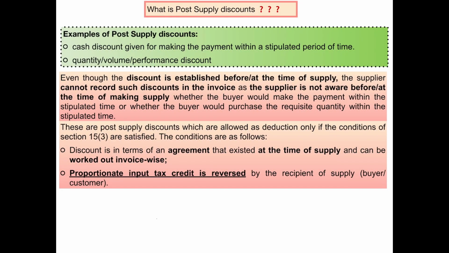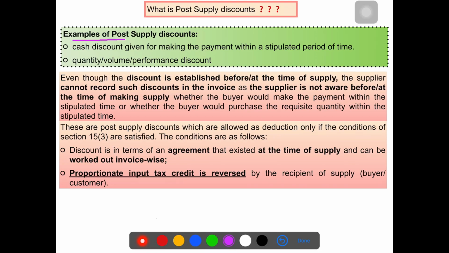So let's look at examples of post supply discounts. The first one is cash discount given for making the payment within a stipulated period of time. So if a supplier gives a customer a cash discount on the condition that he makes payment within 30 days or 40 days, this is obviously a post supply discount, which is offered after supply is made and if a customer makes a payment within a stipulated period of time.